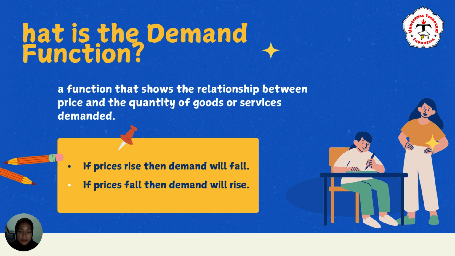Basically, the demand function follows the law of demand, namely, if price rises, then demand will fall. If price falls, the demand will rise. From the law of demand above, it can be concluded that the price and quantity of goods are always inversely proportional. This shows that the gradient of the demand function will always be negative.